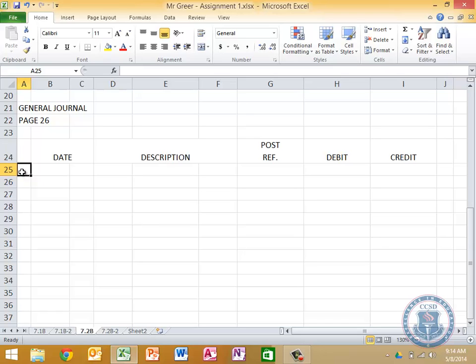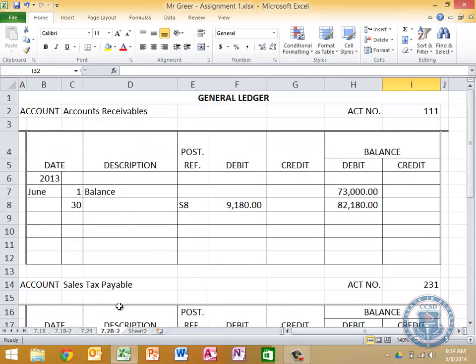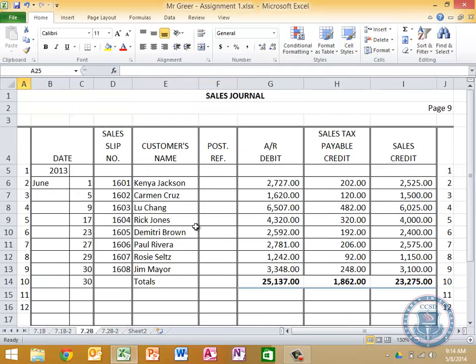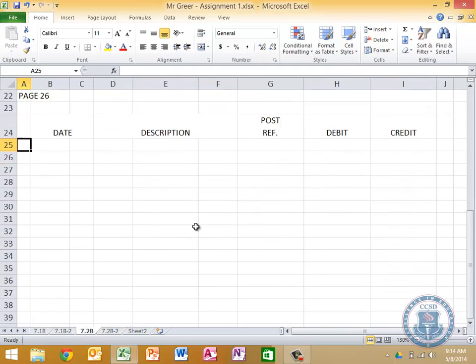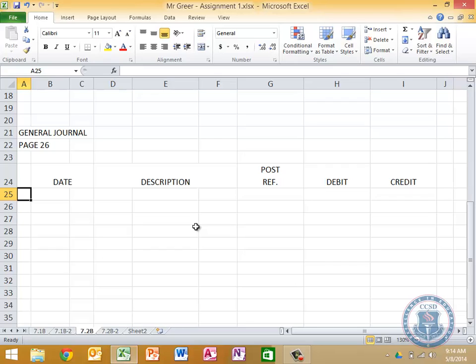This is a general journal. We have a general ledger already created on the second half right here. We can use that. But this chapter is going over the sales journal, but for returns, we also need to use a general journal. So we're going to create this right here.